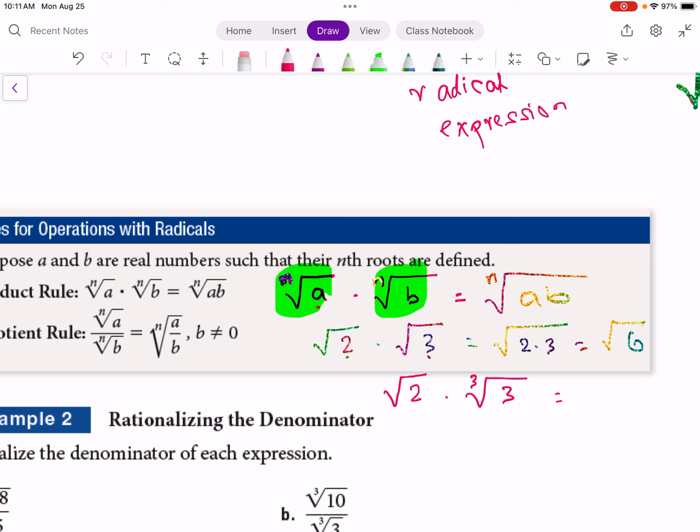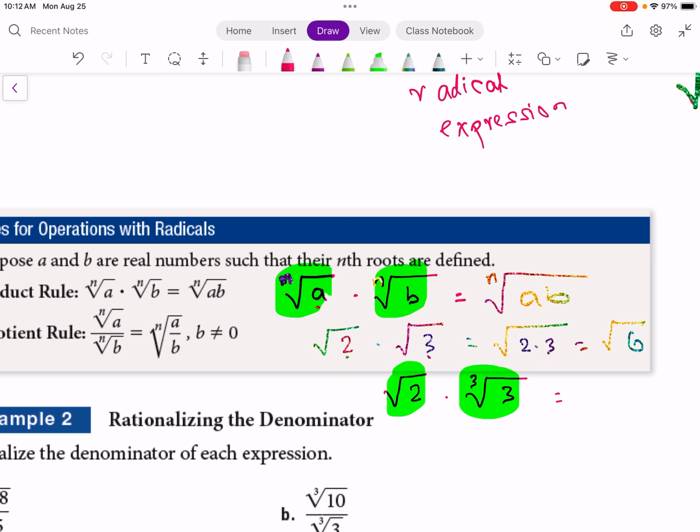Now here, you can multiply this only with your calculator. We do not use this rule. This rule applies only when our index is the same. This radical expression has an index 2, and this one has an index 3. So if you are asked to multiply, use a calculator. We are not using this rule, because this rule applies only when our index is the same.